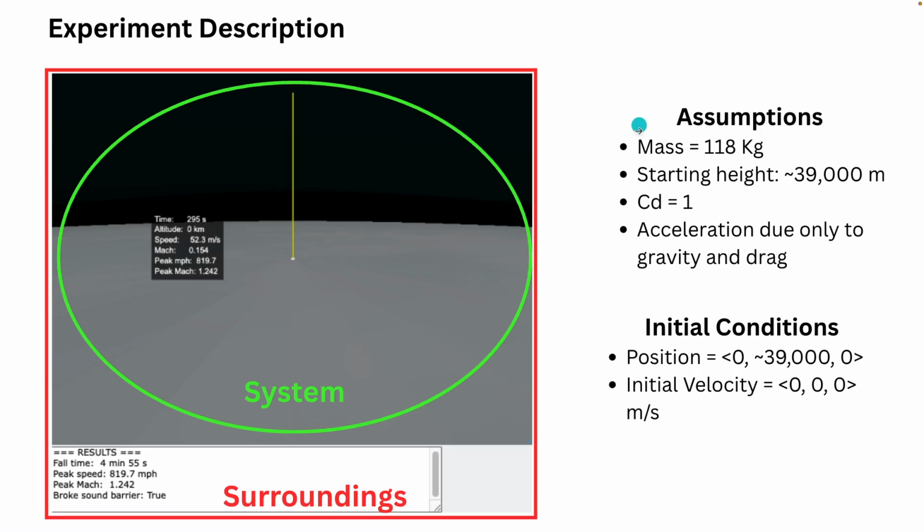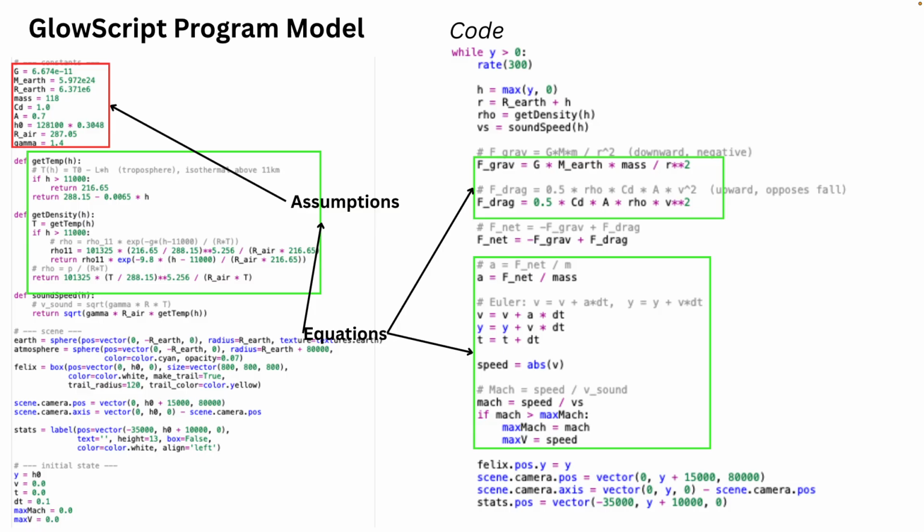And the assumptions for this were: his mass was 118 kilograms, starting height was around 39,000 meters, the drag coefficient was around 1, and the acceleration was due only to gravity and the resisting drag. The initial conditions there as well were 0, 39,000 meters, and 0. Then the initial velocity was also 0 because he started at rest before he jumped.